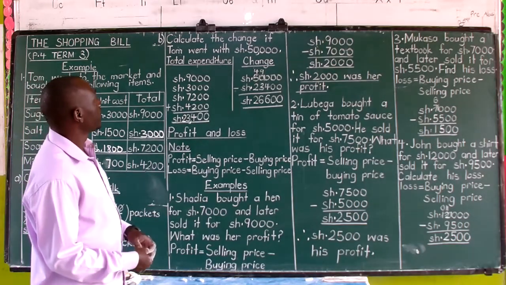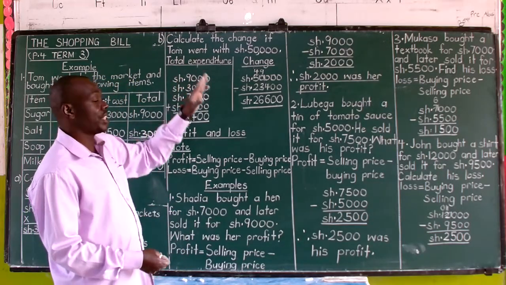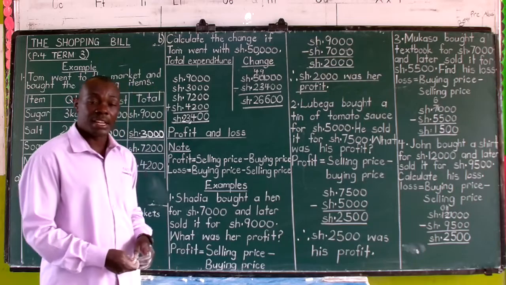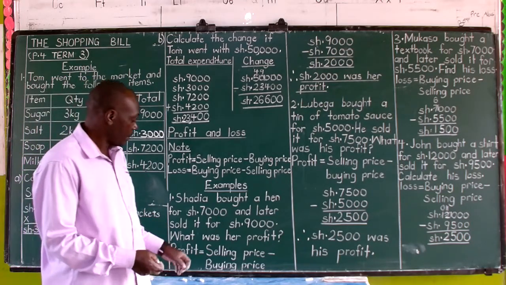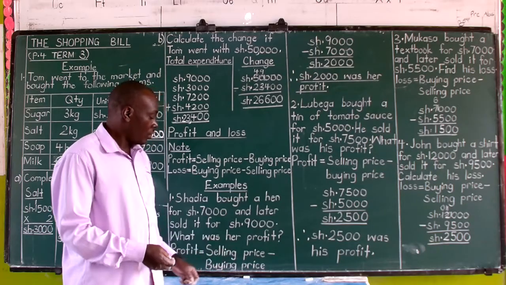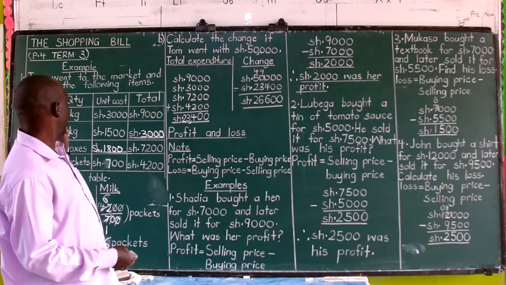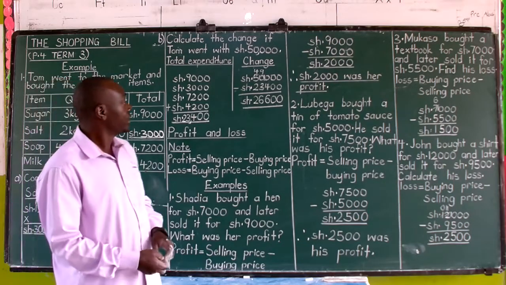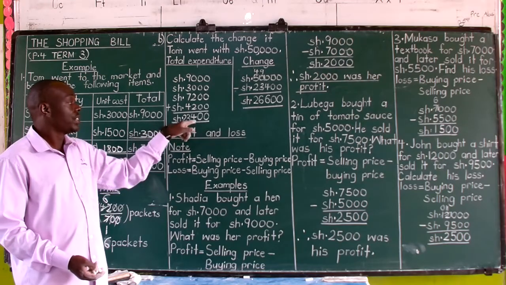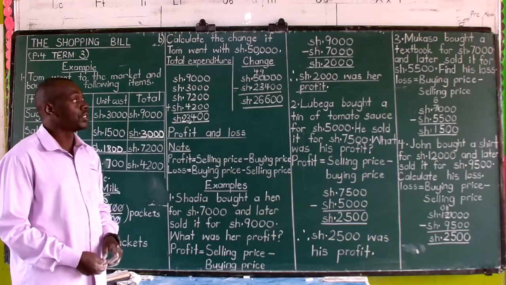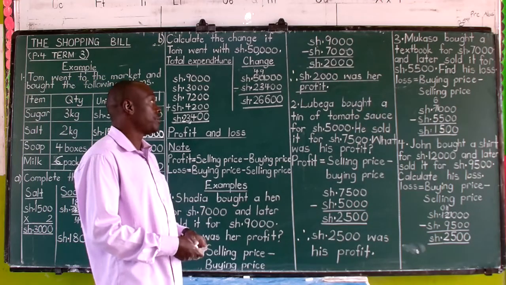Remember, we went with 50,000 shillings. The question is calculate the change. Change means that amount of money one goes back home with after spending some on particular items, like this Tom spent on those 4 items of sugar, salt, soap, and milk. So thereby spending a total of 23,400 shillings off the other amount, 50,000 shillings he had at the beginning before spending.